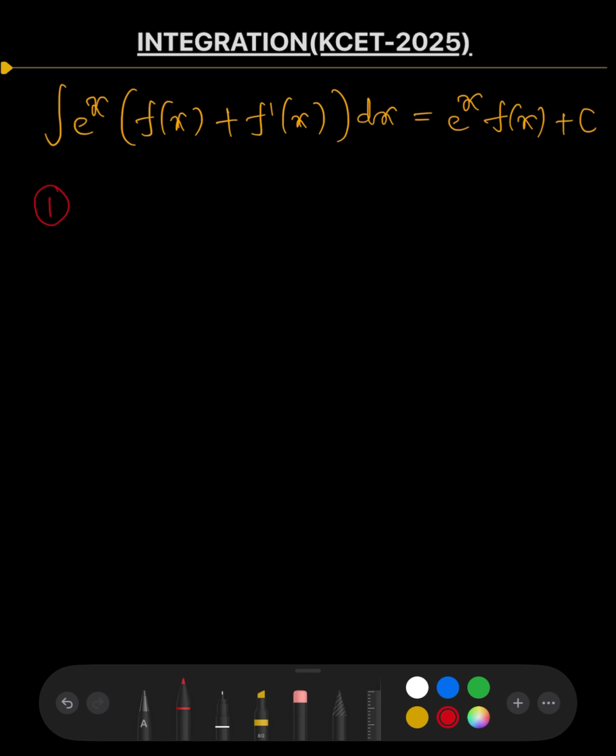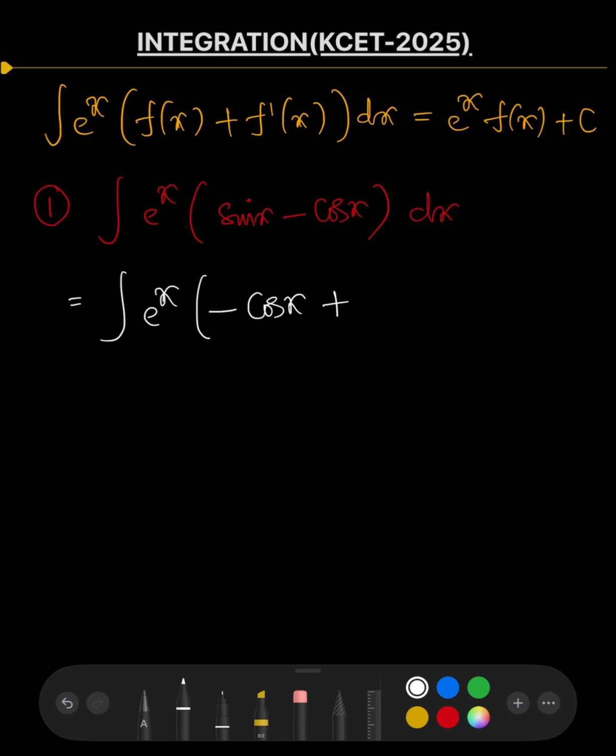Now the first question is integration of e power x into sin x minus cos x whole dx. Now coming to this, by seeing this, it looks like e power x into f of x plus f dash of x. But if you solve this carefully, integration of e power x into sin x, the differentiation is cos x, but not minus cos x, right? So I will interchange those values, that is minus cos x plus sin x whole dx.